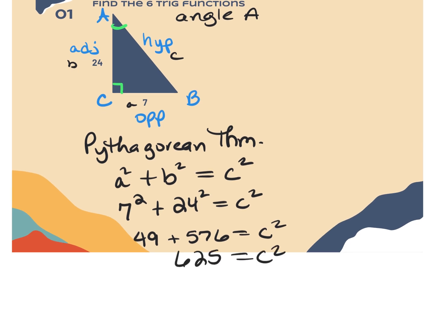And now I'm going to square root it. I don't want c squared, I just want c. And technically what we're getting here is both positive and negative 25, but I don't want a negative hypotenuse length. I only keep the positive answer. The hypotenuse is always a positive number. So this will be 25. Now that I have the length of all three sides, the opposite, the adjacent, and the hypotenuse, now I can put them into the 6 trig functions.